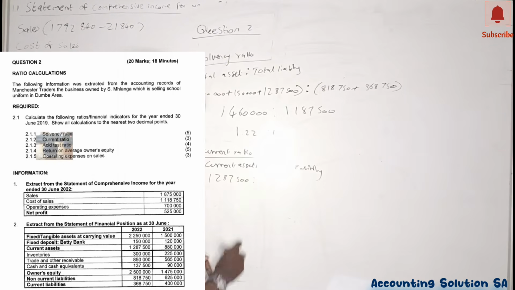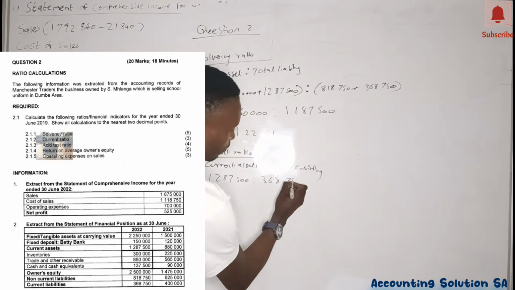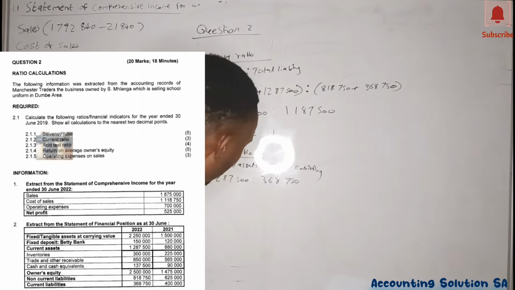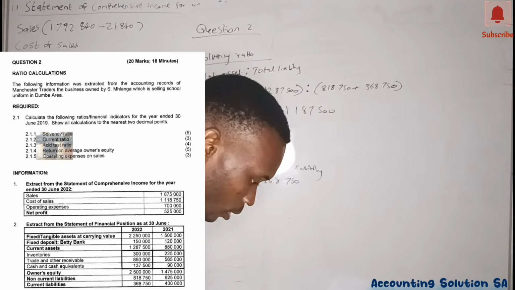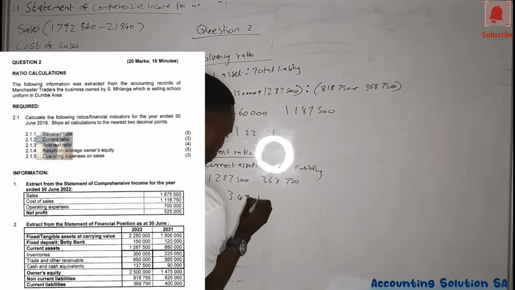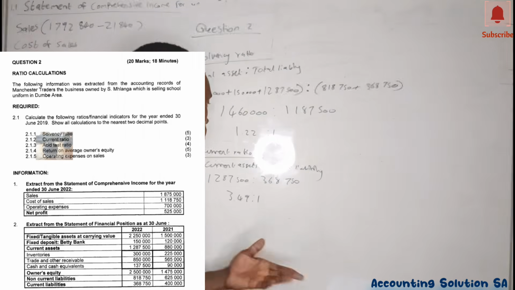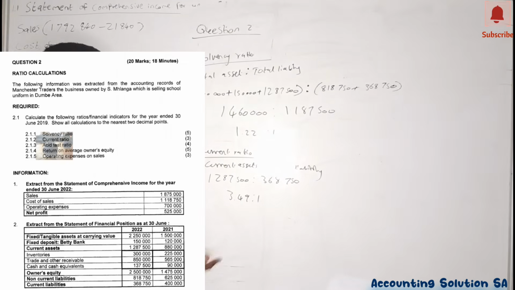It was 1,287,500 is to current liabilities given as 368,750. Now let's calculate 1,287,500 divided by 368,750. That gives 3.49:1. This is how you should calculate your current ratio. This simply means that the company will be able to pay its short-term debt, because current is short and non-current is a long period.